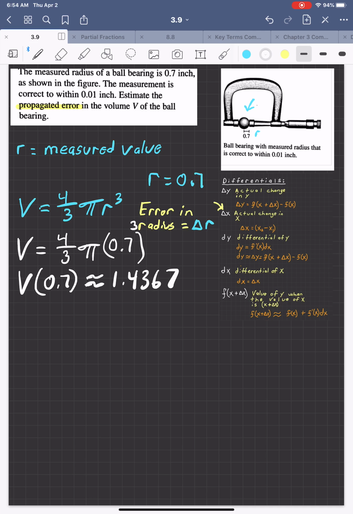But I don't want to write a big complicated fraction with pi, because my goal right now is to make sure you understand what I highlighted above. I want you to understand what propagated error is. So just like r is the measured radius, V is the computed volume. We know that 1.4367 is definitely not the true volume of that ball bearing. Even if I didn't round, we know that's not the true volume because there's error in the measurement of the radius. Now let's get to it. So what do I mean by propagated error?